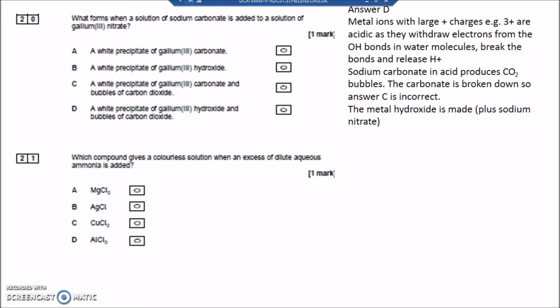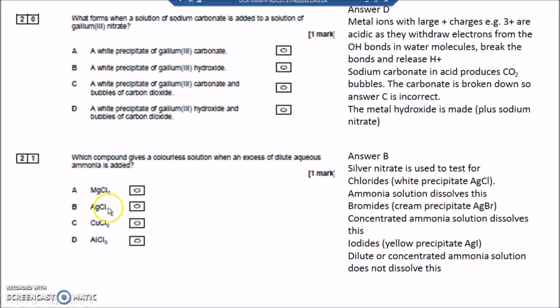Which compound gives a colourless solution when an excess of aqueous ammonia is added? Well, ammonia is basic, so it's an alkaline solution, so it tends to make hydroxide. That will make magnesium hydroxide, which is a white solid. Aluminium will also make a white solid, aluminium hydroxide. Copper will make copper hydroxide, which is light blue, and then with excess it will actually make a deeper blue complex ion. The answer is B, and you may know that from the fact that silver nitrate is used to test for chlorides, bromides and iodides.